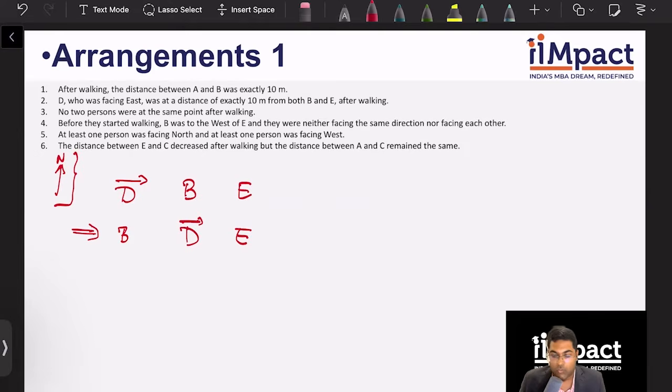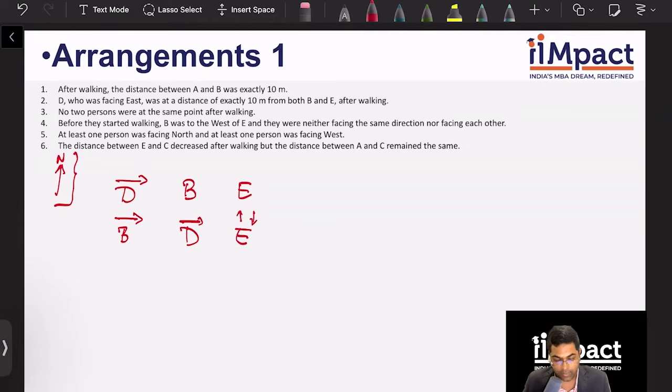And the only way that B is 10 meters away from D is by walking towards east. There is no other possibility. Correct? Okay. So I know B is going towards east, D is going towards east. E may go north or south. Either way, E will stay 10 meters away from D. Very straightforward. Okay. How about A and C?